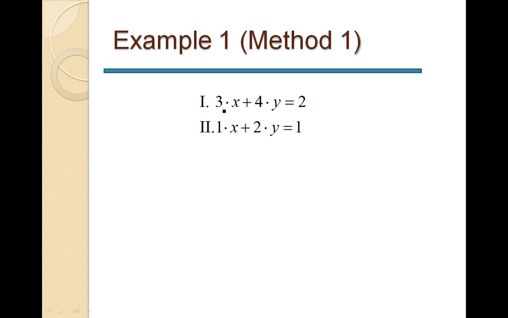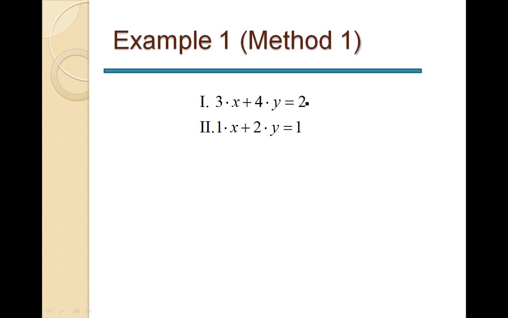Now let's have a look at our example. We have 3x plus 4y equals 2. In the second equation, it's good to bring in some names. These are Roman numerals, so this means 1 and this means 2. And the second equation is 1 times x plus 2 times y equals 1.